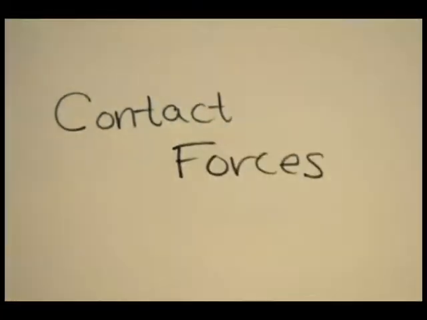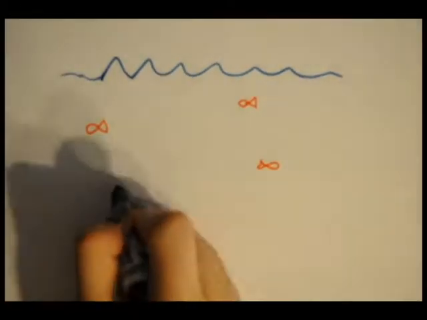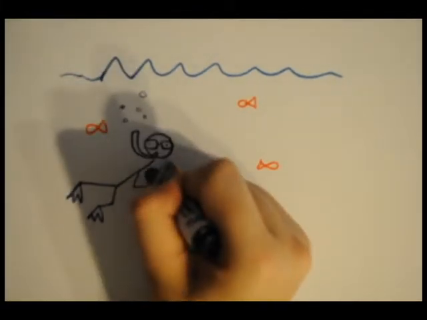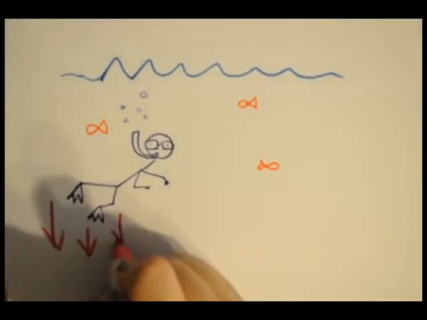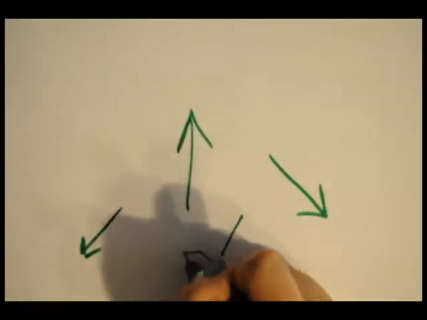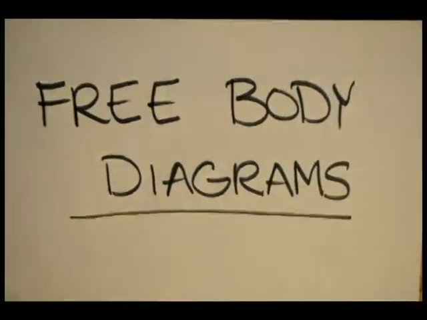These most commonly occur due to gravity, such as a diver in the ocean. The diver is pulled towards Earth due to gravity. These forces can be represented with arrows because force is a vector quantity and has both magnitude and direction. These arrows are called free body diagrams, but we'll come back to those in a little bit.